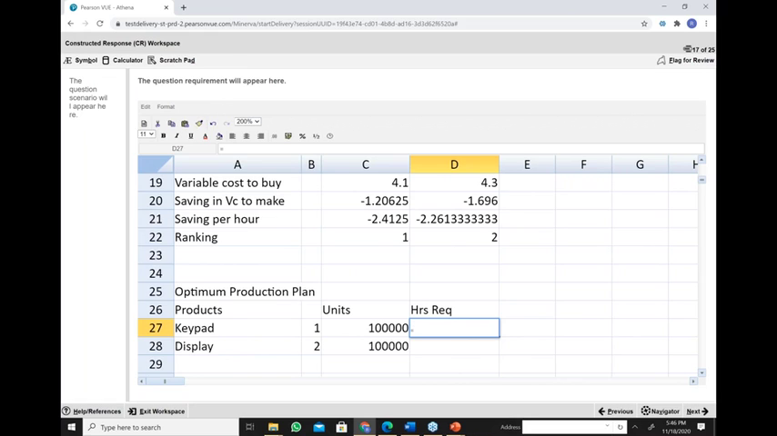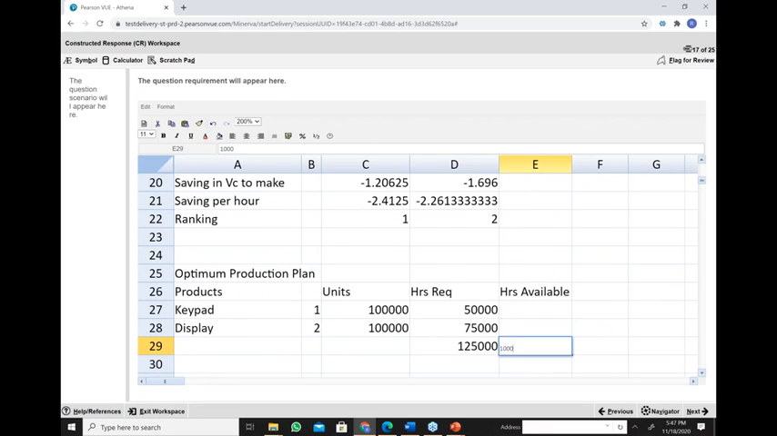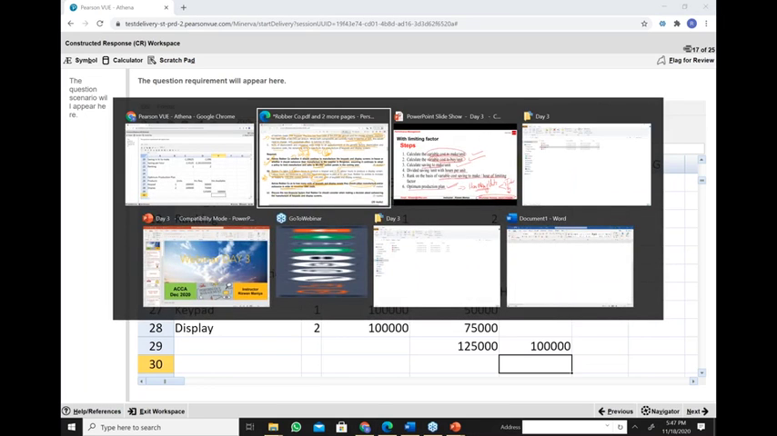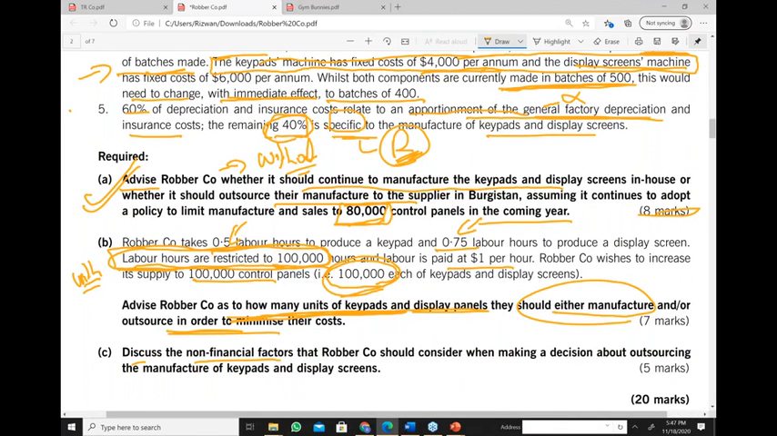It's simple to work out. 1 unit of keypad requires 0.5 hours, right? So units multiplied by 0.5, 50,000 hours required for keypad. 1 unit of display screen requires 0.75 hours, right? So 100,000 into 0.75 will give you 75,000. So total hours required 125,000, right? Now hours available. How many hours do we have? We have 100,000 hours given in the question. This is the restriction here.